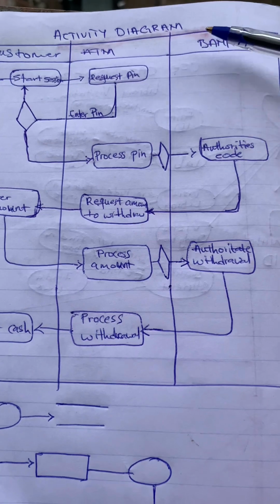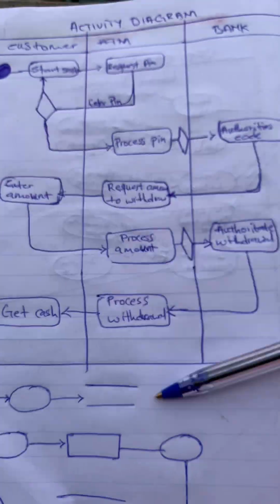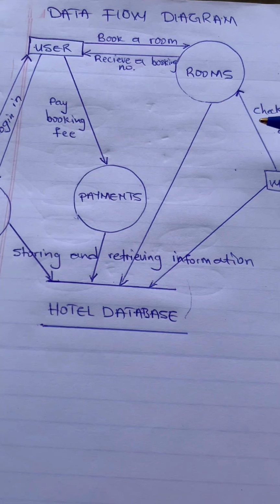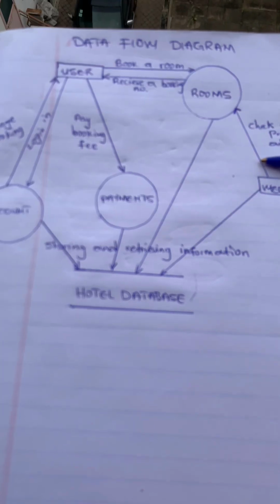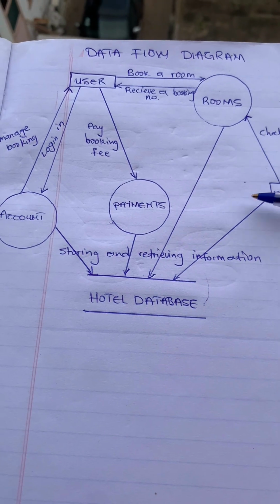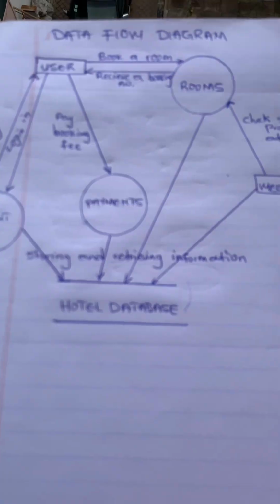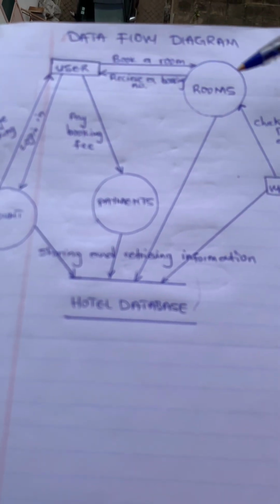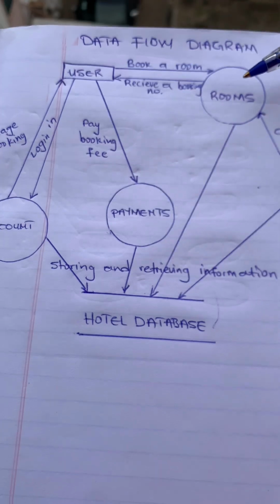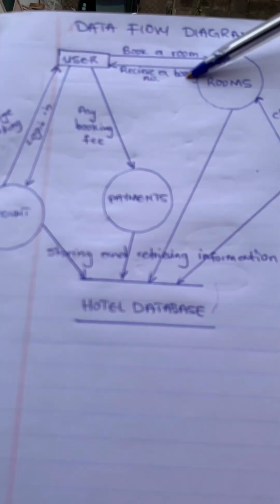So the swim lanes are important. You can't mess them up or miss them out. Let's go to the data flow diagram. When it comes to the data flow diagram, you have to know the components. The components in a data flow diagram are the user. This is the user. These are the processes. We have input and output.